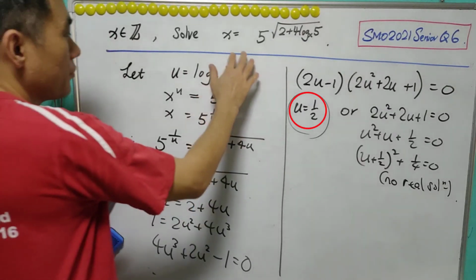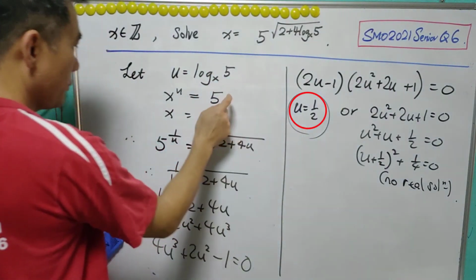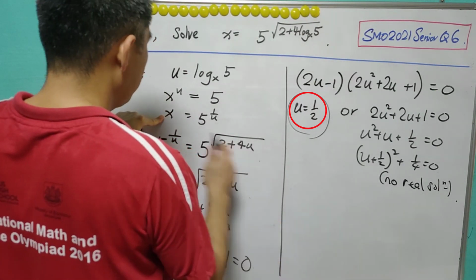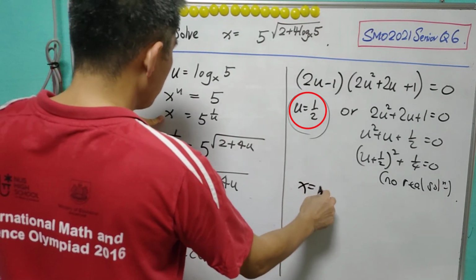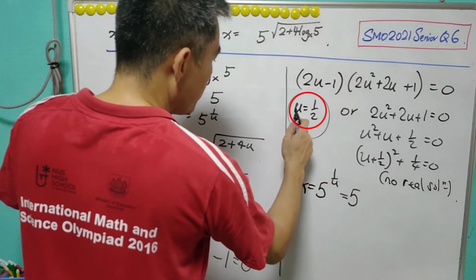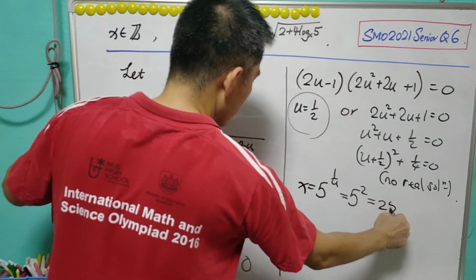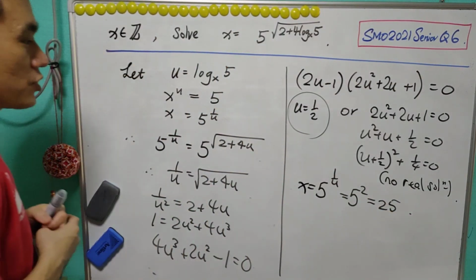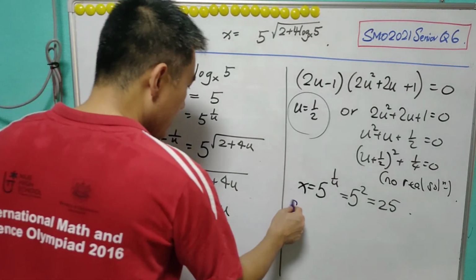However, we are asked to solve for x, not for u. So we need to bring it here. So x is equal to 5 to the power of 1 over u. So it will be 5 to the power of 2, that is equal to 25. That's the only answer that we get, but don't forget to check your answer. So we need to check the answer.